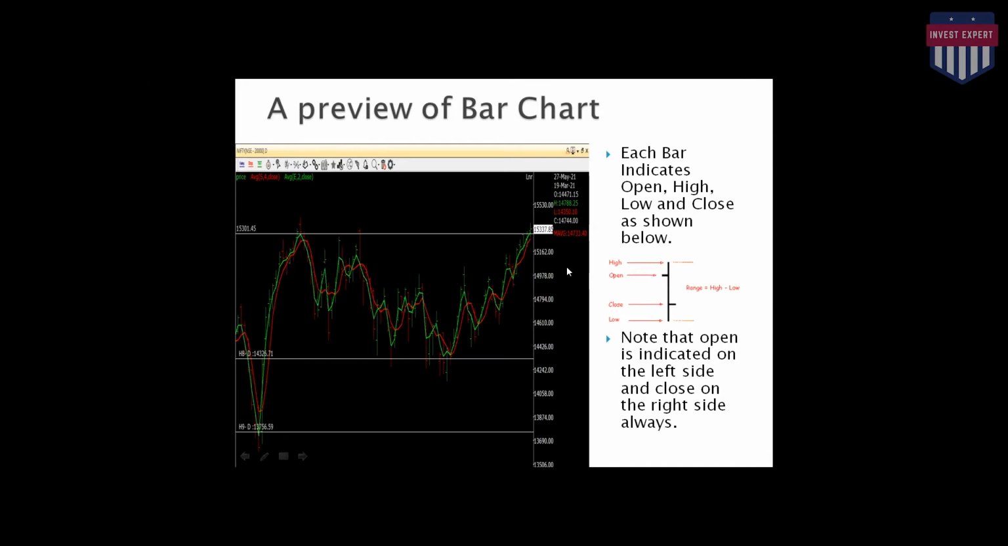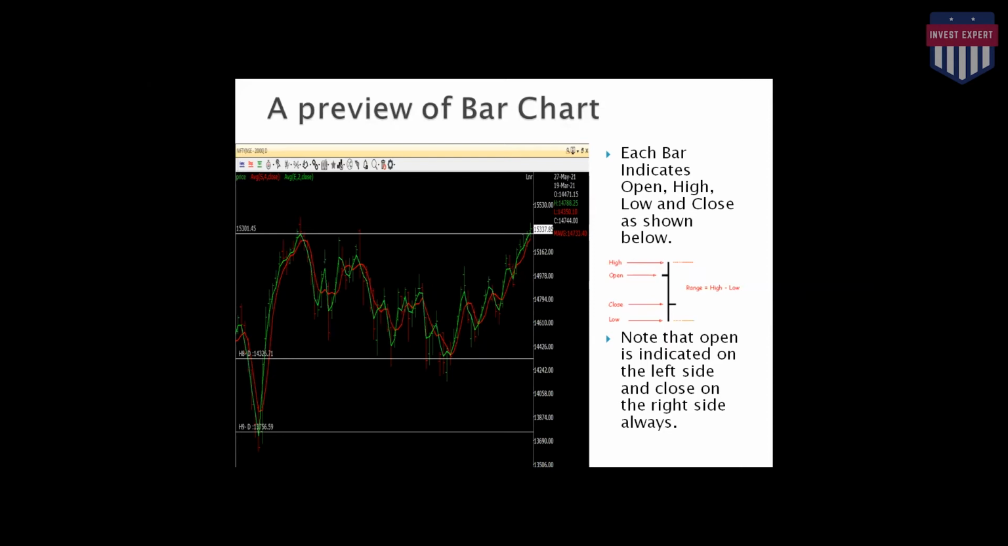through a vertical line. You should remember that on this vertical line, there is an indicator on the left side, which is always the open price, and the indicator on the right side is the close point. That is the closing rate. It is always like that only.